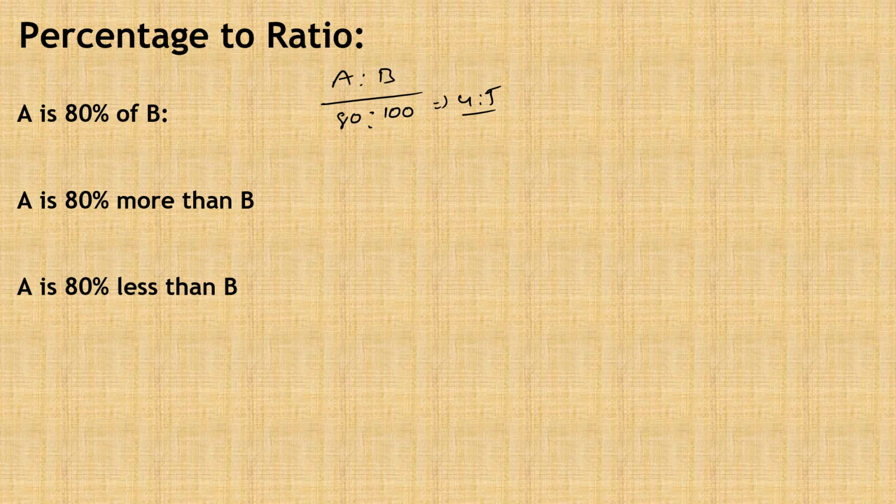A is 80% more than B. B is 100%, and A is 80 more than this, that means 100 plus 80, that is 180. That implies 9 20s are 180, 5 20s are 100. A is to B is equal to 9 is to 5. A is 80% less than B, or you can say A is 20% of B. A is 80% less than B is 100 minus 80, that is 20, and the ratio would be 1 is to 5.